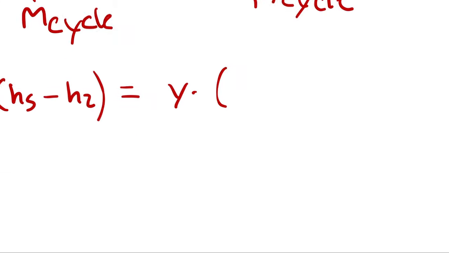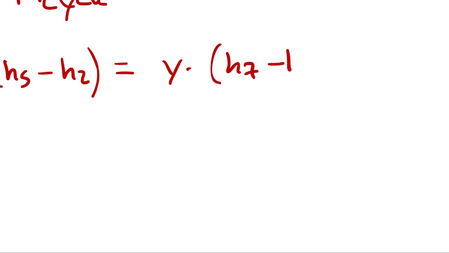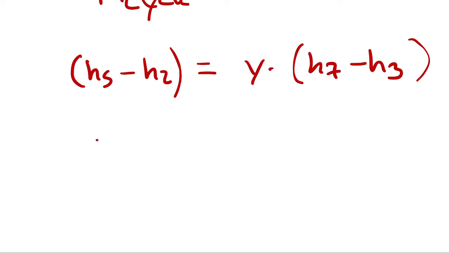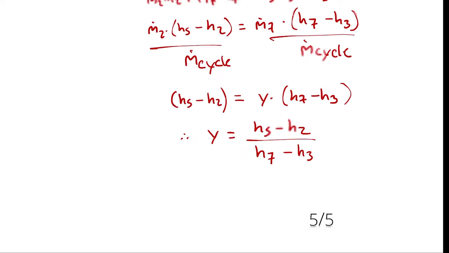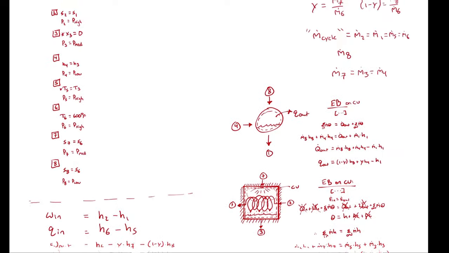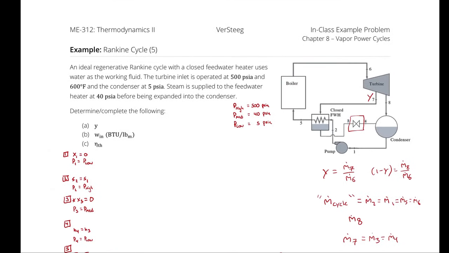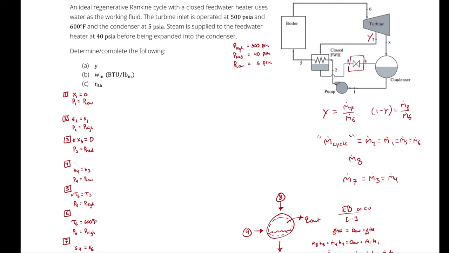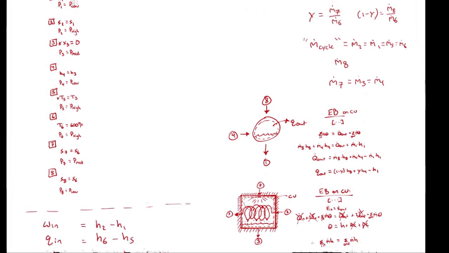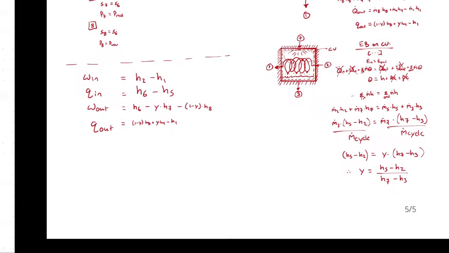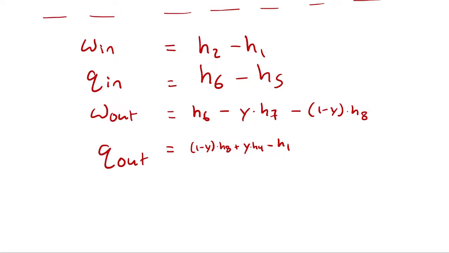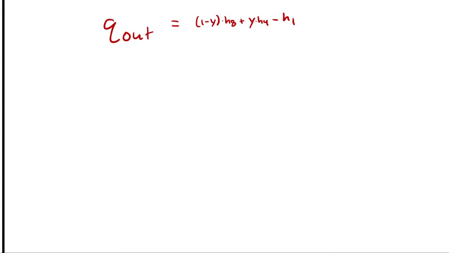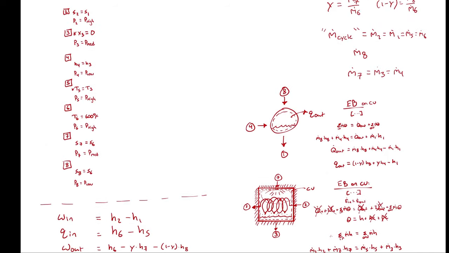y times h7 minus h3. Therefore, y is equal to h5 minus h2 divided by h7 minus h3. So at this point, all that's left to do to finish the question is look up our 8 enthalpies, plug them into this relationship down here to determine y, plug our enthalpies and our y values into these relationships to determine the work in, the Q in, the work out, and the Q out, and then compute a net work out and a thermal efficiency.